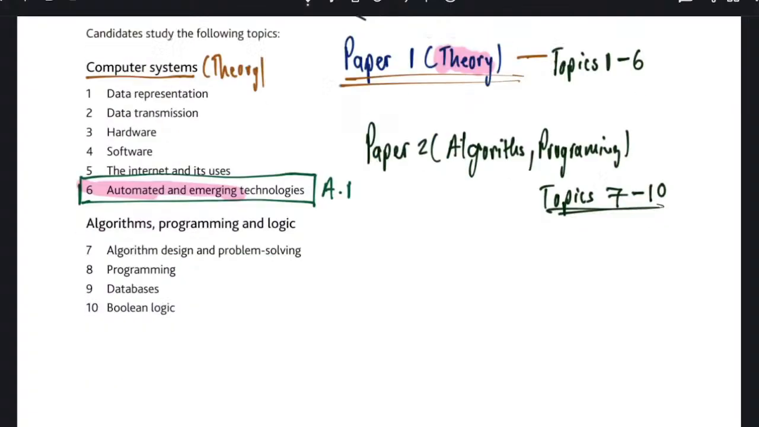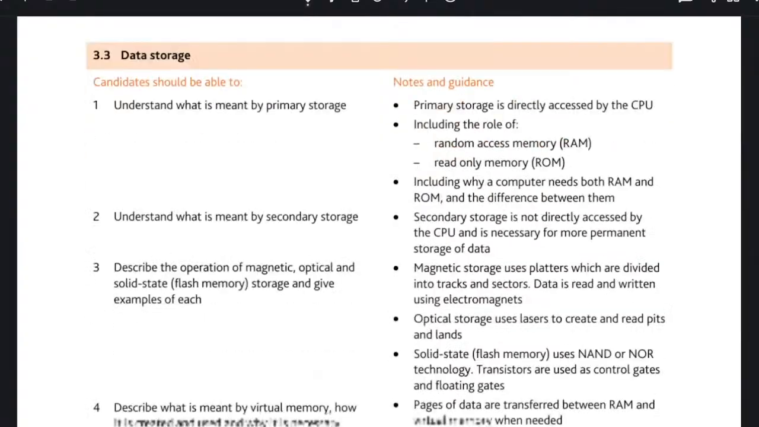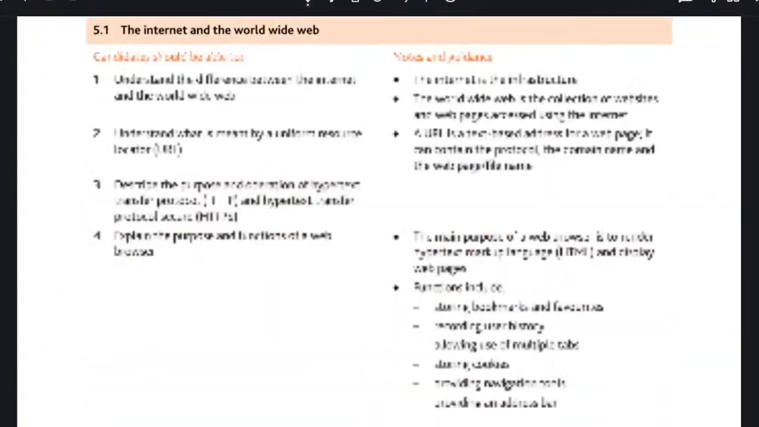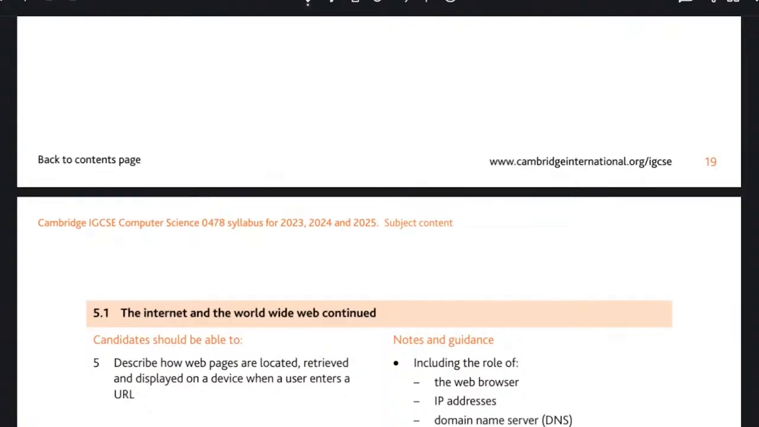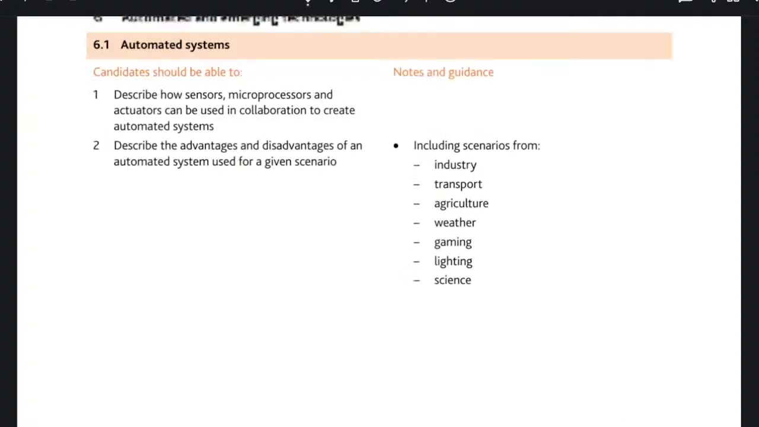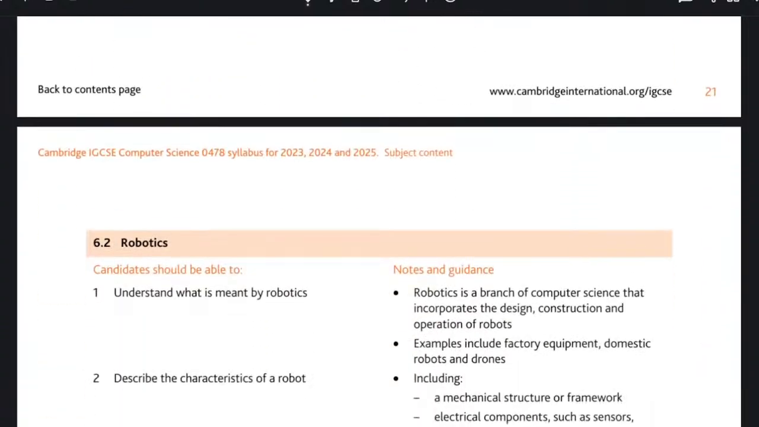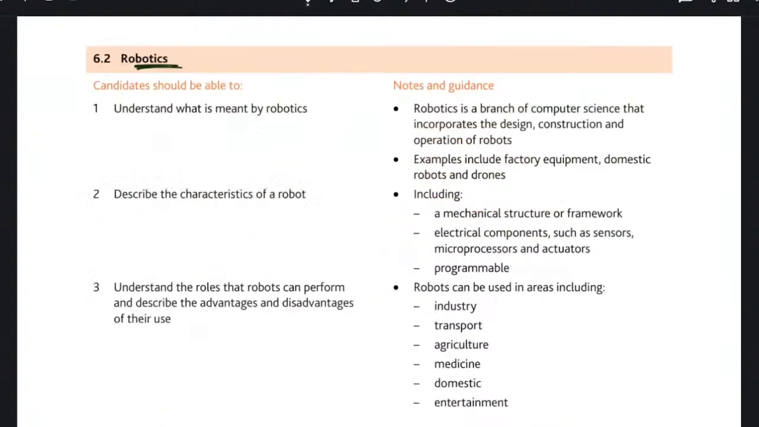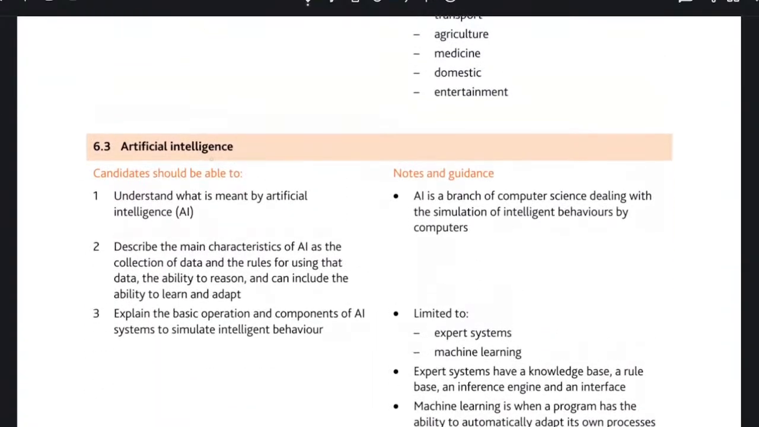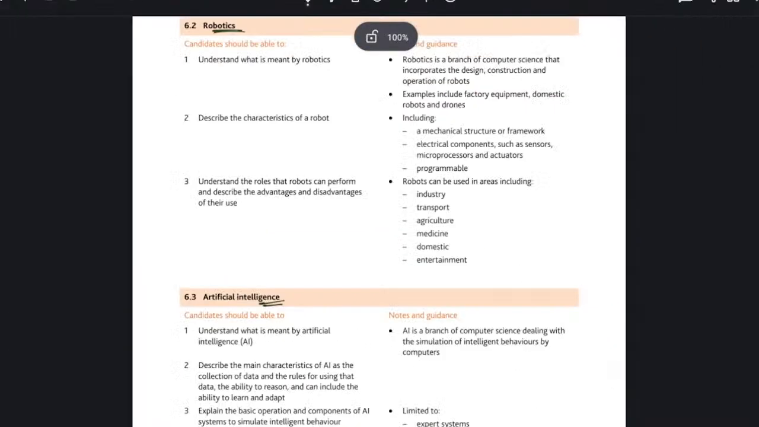All right, good. So if you look at theory, topic 6, which is theory, so 6, 5, 4, 3, 2, 1. If you see 6, they say what you must know is, let me show you. Here's what you must know in topic 6: automated systems. Can you see that? Then, when you know automated systems, you do robotics. Then you do AI, artificial intelligence, and you're done.